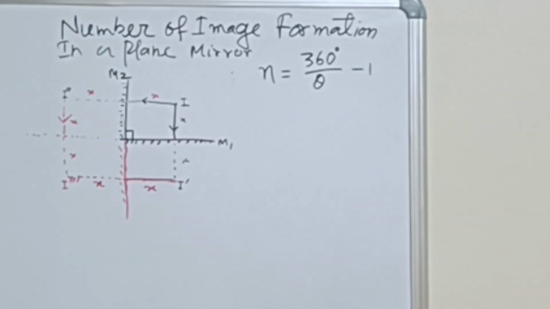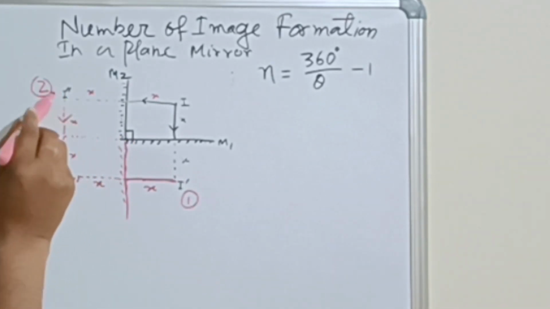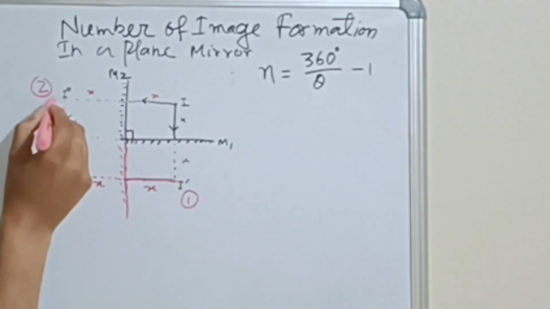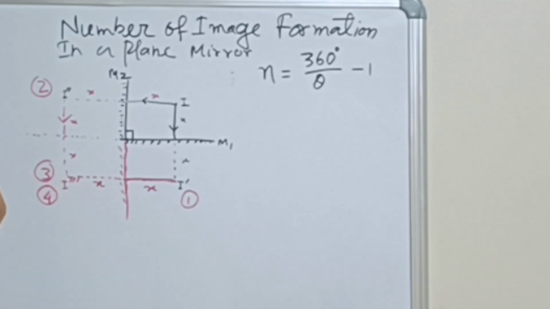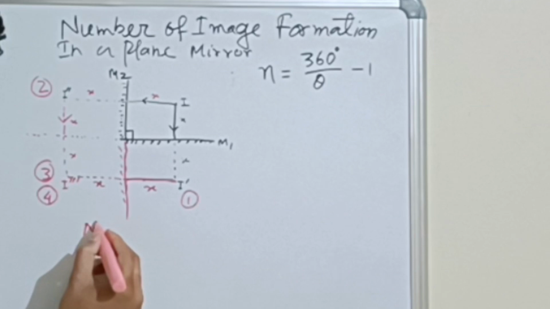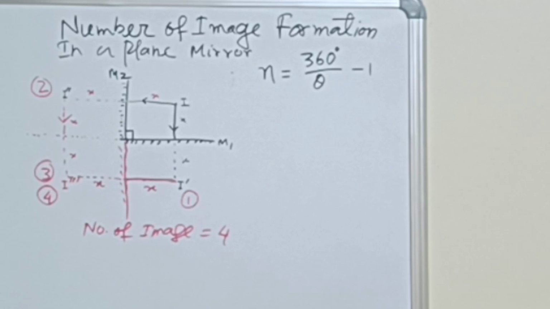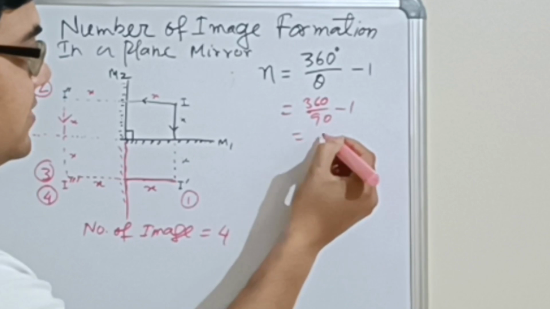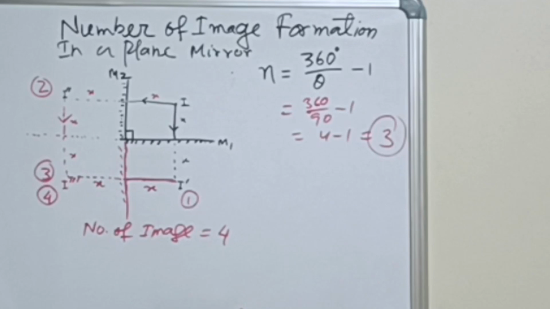This is also x. Another interesting thing, here number of image 1, here 2, here 3, and with respect to this mirror, here it is also overlapping, so 4. So total number of images produced is 4, but our formula says 360 by 90 minus 1, which is 4 minus 1, equal to 3. But here actually it is producing 4.